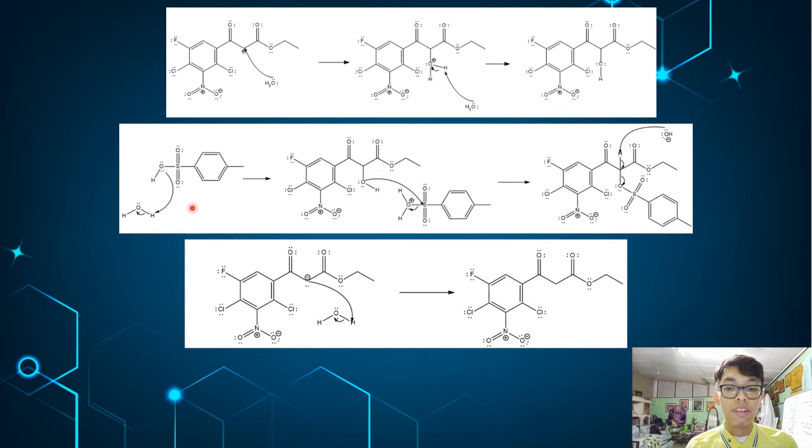Now the p-toluene sulfonic acid will deprotonate one water molecule, which gives us this product here, and one of the lone pairs of this oxygen, which is bound to the main compound, would attack the sulfur in the p-toluene sulfonic acid, kicking off the water molecule in that compound, giving us this compound, which is an OTs.